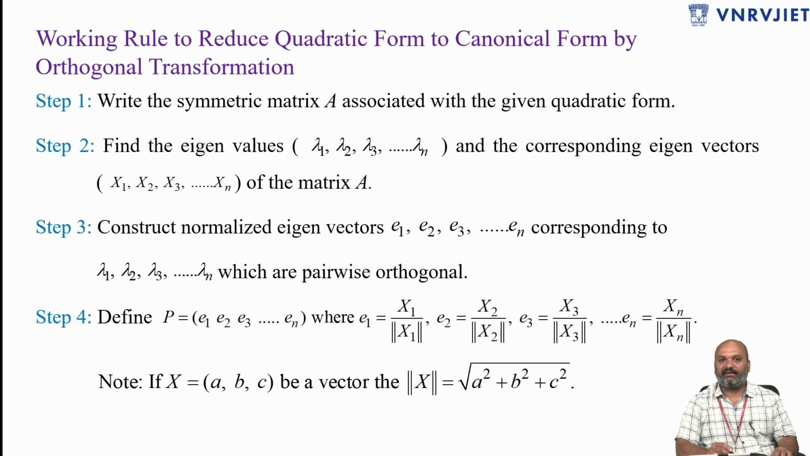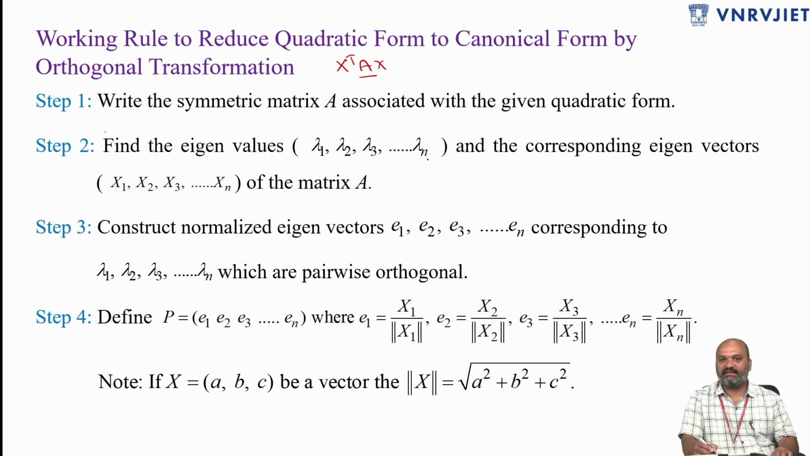First, write the symmetric matrix A associated with the given quadratic form. See, as we know that X transpose AX is the given quadratic form. So if a quadratic form is given, we know how to write a matrix. We studied it in the last lecture. Okay, X transpose AX, A is the matrix of the quadratic form. Second step, find the eigenvalues.